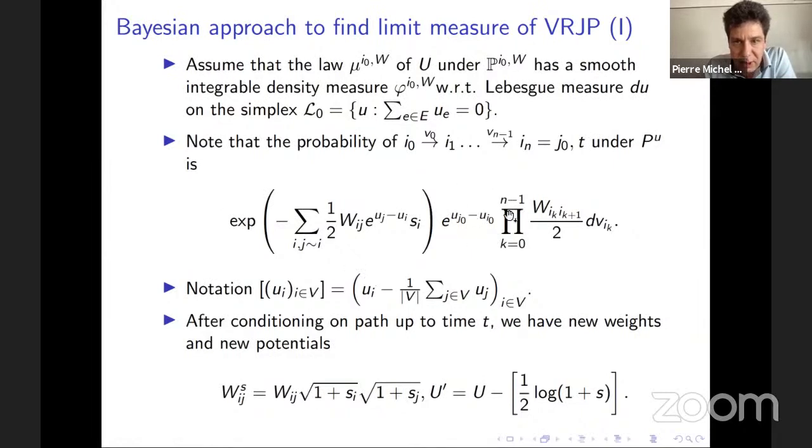And you have this term e to the uj0 minus ui0, which corresponds to the telescopic product you have when you do the jump, the jump probabilities, and this product of jump probabilities is the same one you have at the end of the formula for the annealed one. So now we'll introduce some notation. We put brackets when we renormalize the U's in such a way that the sum of the Ui's becomes equal to 0. So we subtract 1 over the number of vertices multiplied by the sum of uj.